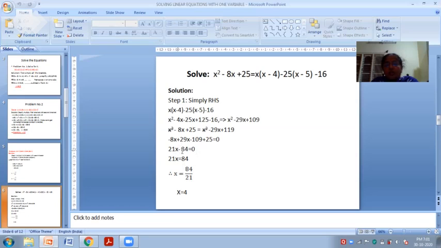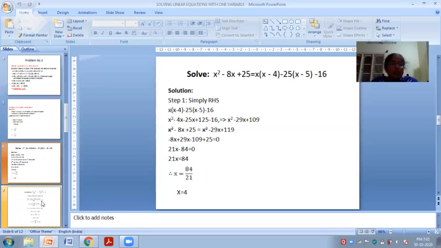The minus sign becomes plus sign. Minus 84. Therefore, x is equal to 84 divided by 29. Therefore, x is equal to 4. So, this is the value of x. This is your fourth problem. Next, come to fifth problem.